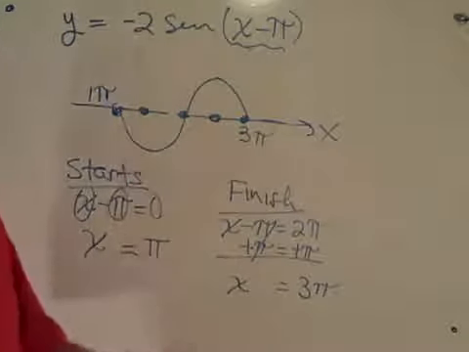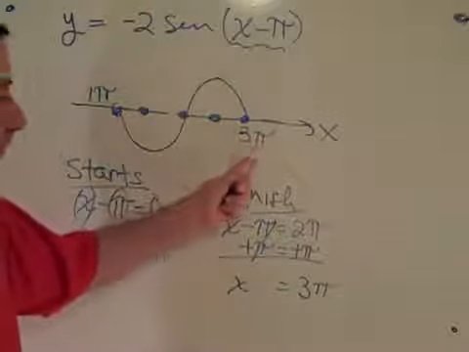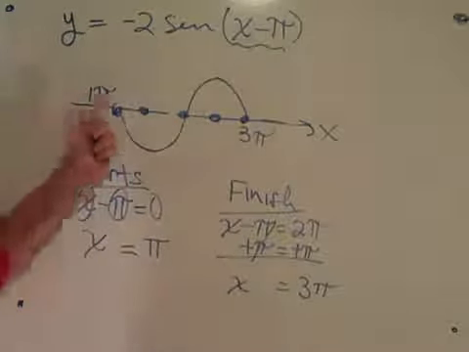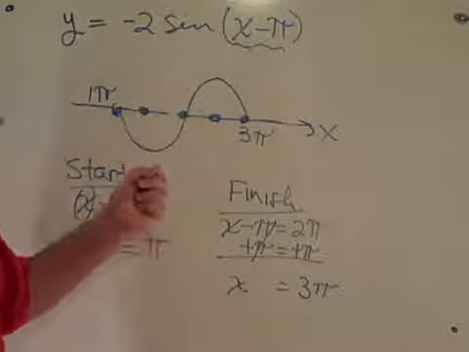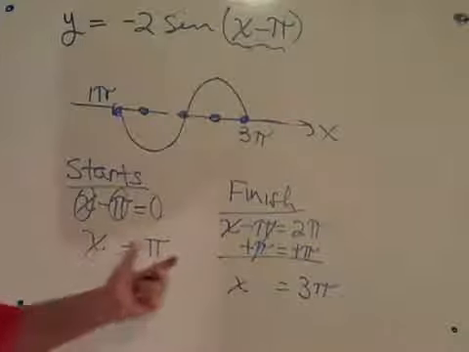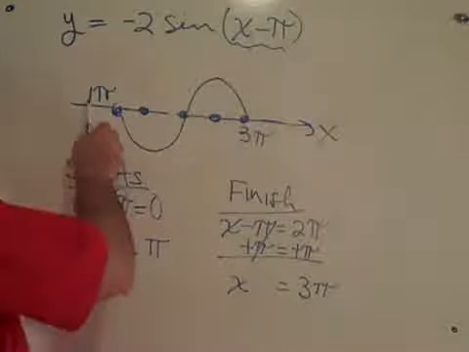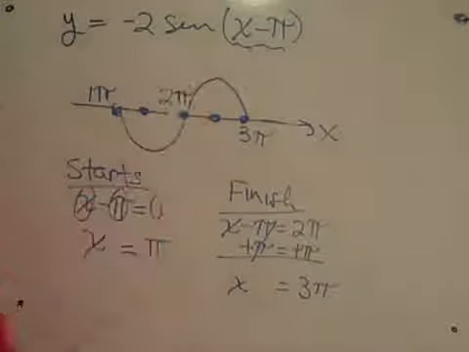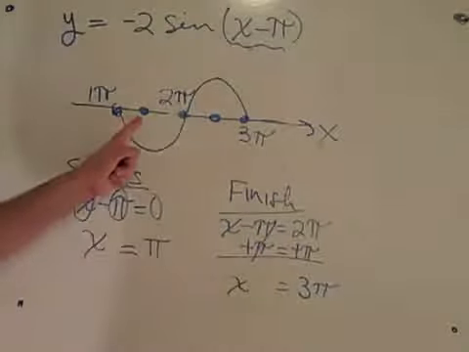Just think of pi as a unit. Even if it were pi over 2, pi over 2. What's in between 1 and 3? 2. 2 what? 2 pi over 2's, which would be 1 pi. Between 1 and 3 is 2. 2 what? 2 pi's.